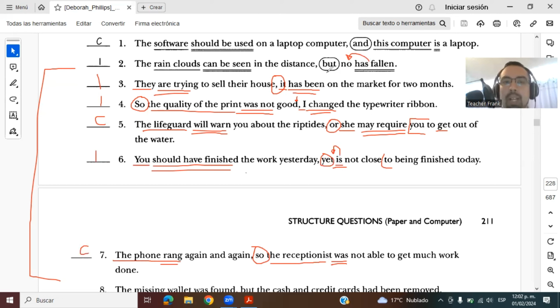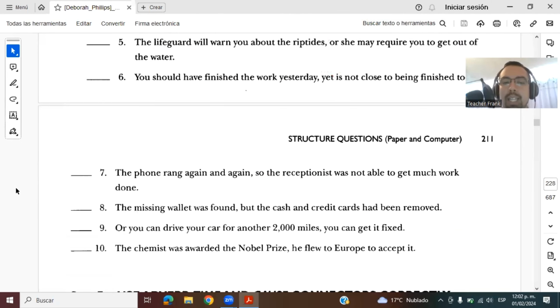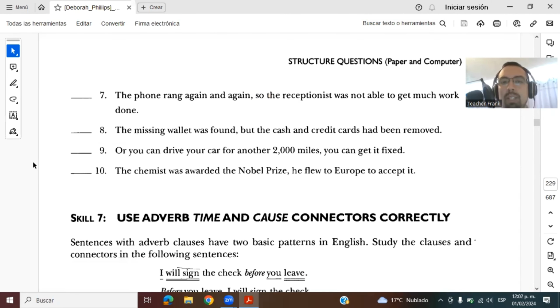Okay, now I'm gonna have you do number 8, 9, and 10, and we'll check it in a moment, okay? So pause the video. Okay, let's check it. Number 8 says, "The missing wallet was found, but the cash and credit cards had been removed." "Was found" is my verb structure here. Who or what was found? The missing wallet. And "had been removed" is my verb structure over here. Who or what had been removed? The cash and credit cards. And we have our connector, "but." So this one is correct. No problem here. Number 8, yes.